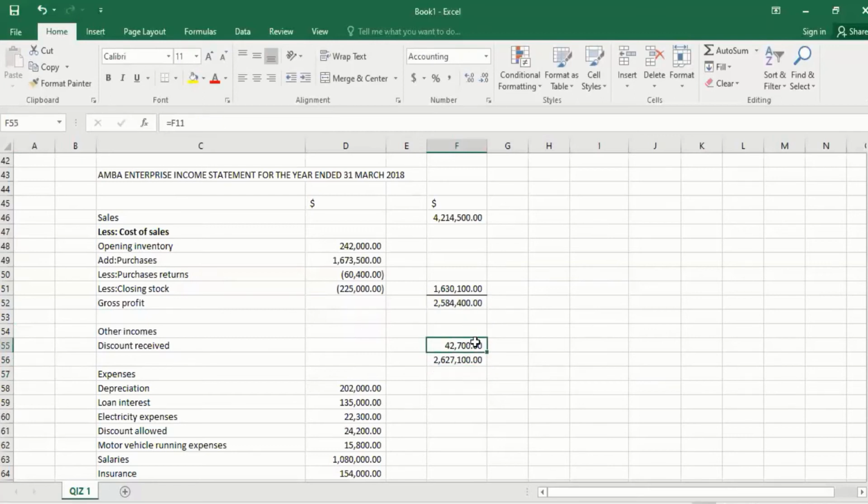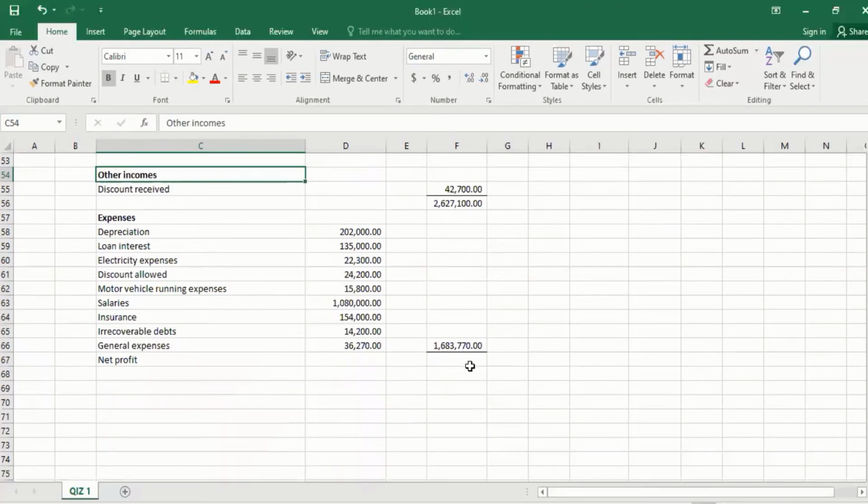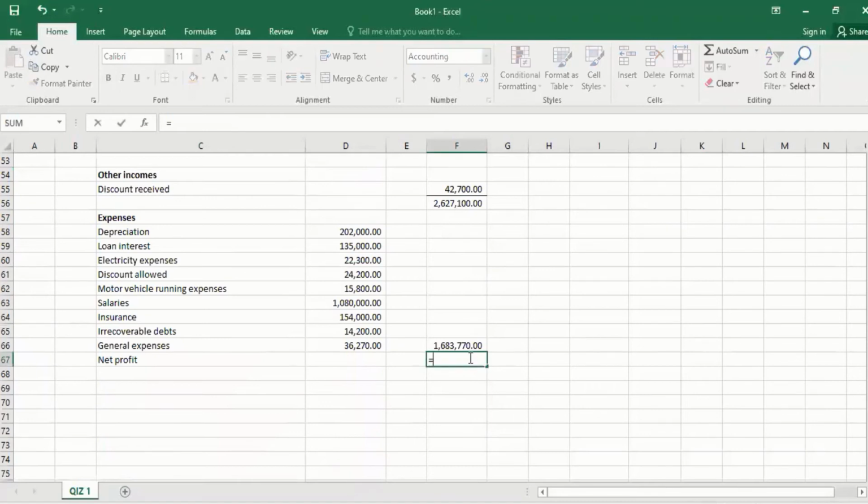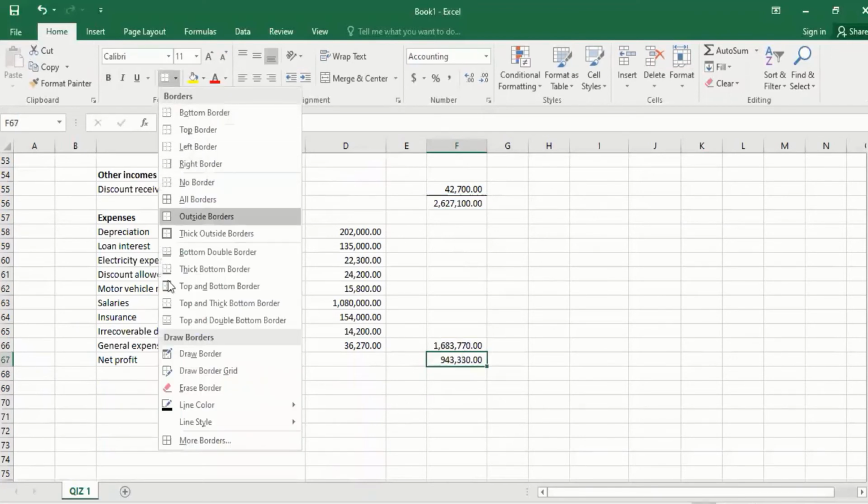And there we are. This is the total income. The expenses are there. The incomes, I can bold this for it to be clear. So net profit is a function of income minus expenses. There you are. So our profit is 943,330.